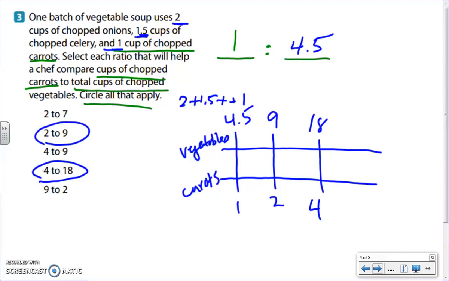Maybe I should have put carrots on the top and vegetables on the bottom, because usually we make our comparison from top to bottom. But just make sure that your carrots number is coming first and your total vegetables number is coming second.